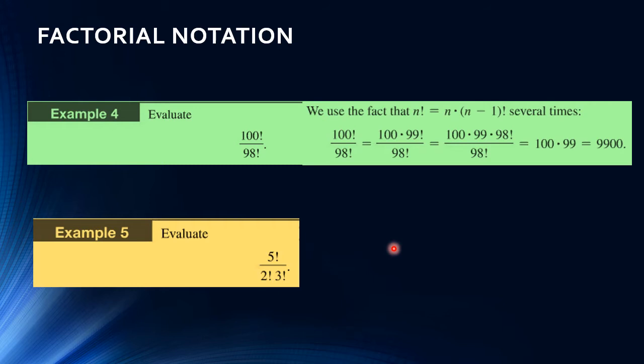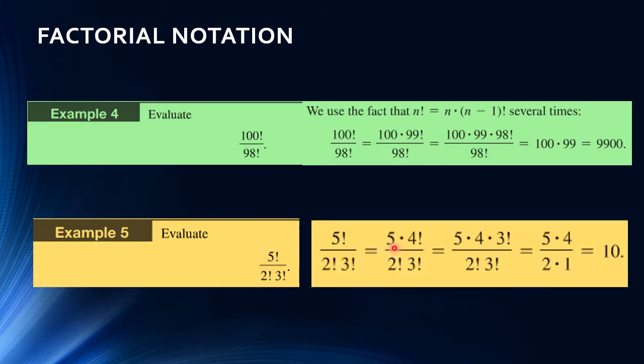So see if you can do example number 5. Hit pause, try to do this problem. It's a simple problem, it shouldn't take you too long, and then check the answer. So in the numerator, we have 5 times 4 times 3 factorial. So that can cancel out, and we're left with 5 times 4 over 2 factorial. The 3 factorials cancel out, and we're left with 2 factorial, which is just 2 times 1. And we're left with 5 times 4, and so we get an answer of 10.